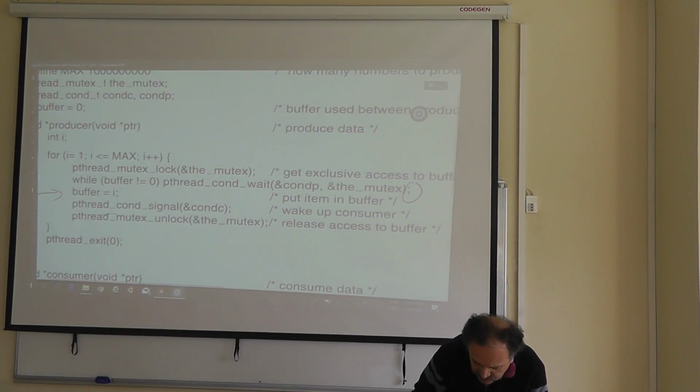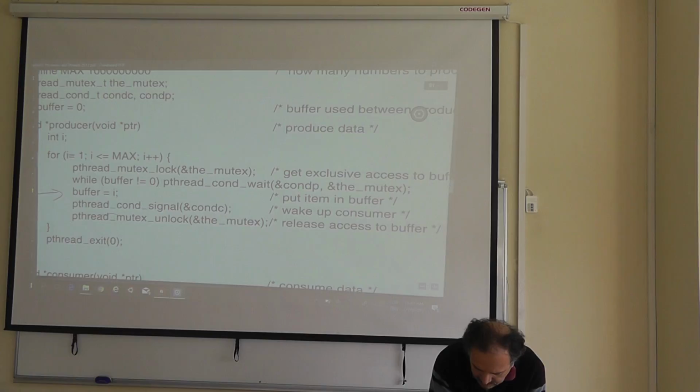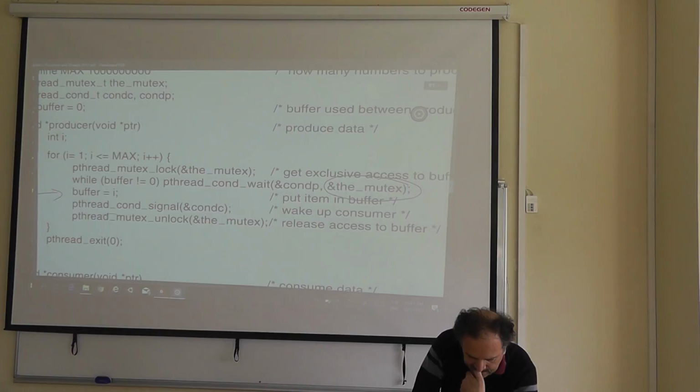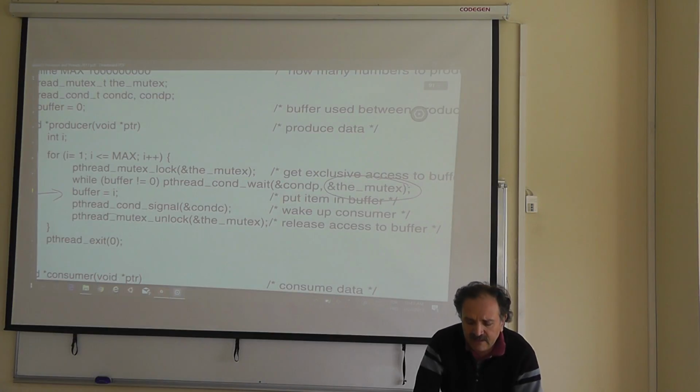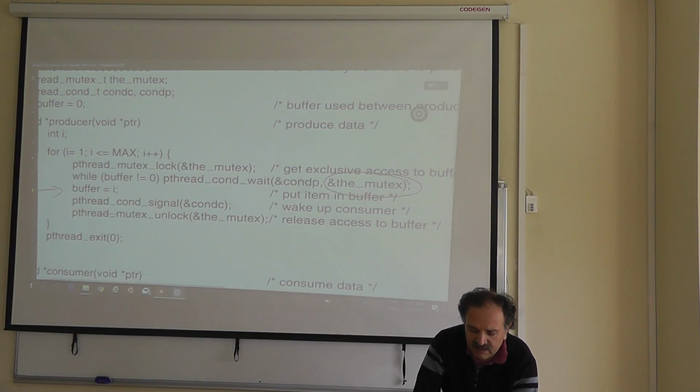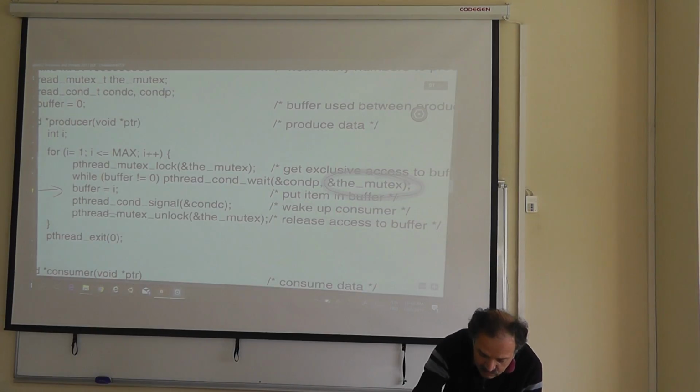How about another question? How about this? What is this here? Why do I send this mutex variable to the condition wait? What does condition wait do? It waits until this condition variable is available, right? So why do I send this mutex to this function? I am waiting for a condition to happen, right? Why do I send this mutex here?